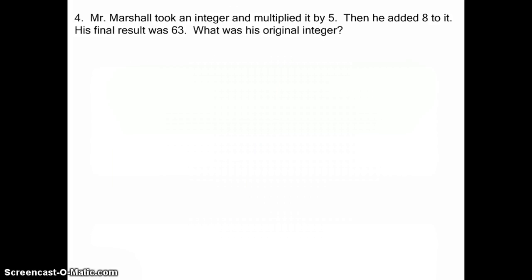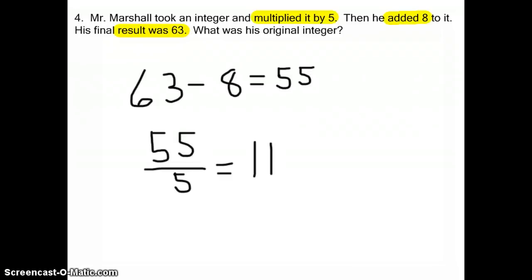Next question, go ahead and pause your screen and read this one and try to figure it out. Alright, so on these type of problems, what you want to do is look at the end result, and you can see we've highlighted that there. It says the result was 63, and we want to take the important parts, the operations that were done to get that result, and we want to work backwards.